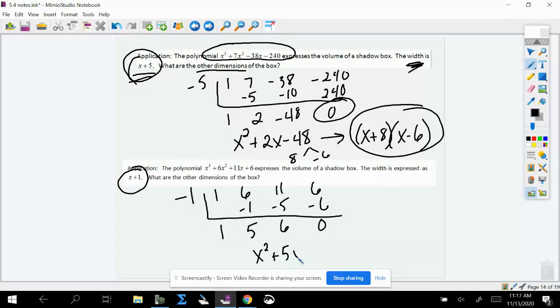I am left with x squared plus 5x plus 6. It wants me to write my other dimensions, meaning my other two factors. So I'm going to factor. I need two numbers that multiply to get 6 and add to get 5. And that is going to be a plus 2 and a plus 3. So that is how I use synthetic division and our basic factoring knowledge from earlier in the chapter and last chapter to be able to write, in this case, the dimensions of a box.